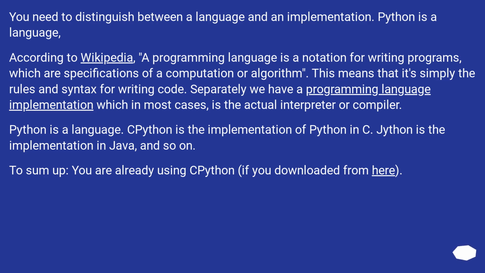You need to distinguish between a language and an implementation. Python is a language. According to Wikipedia, a programming language is a notation for writing programs, which are specifications of a computation or algorithm. This means that it's simply the rules and syntax for writing code. Separately, we have a programming language implementation, which in most cases is the actual interpreter or compiler. Python is a language. CPython is the implementation of Python in C. Jython is the implementation in Java, and so on. To sum up, you are already using CPython if you downloaded from here.